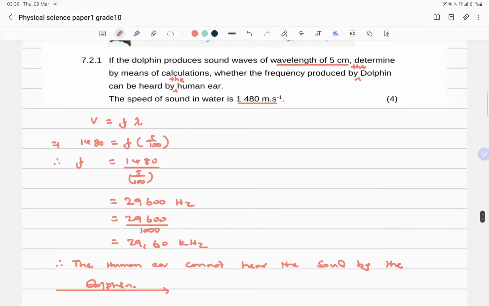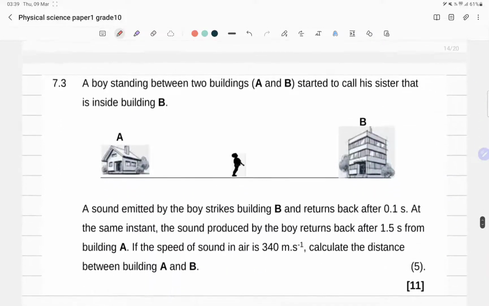So 4 marks. So basically formula, substitution, and the answer and the conclusion. That is how the 4 marks are taken.